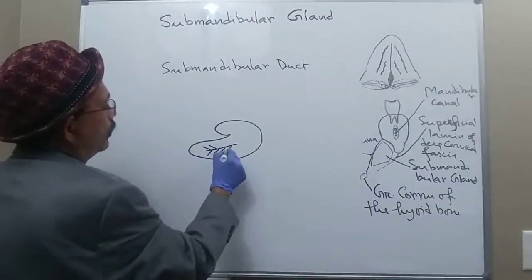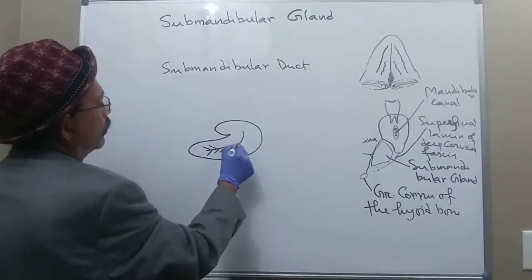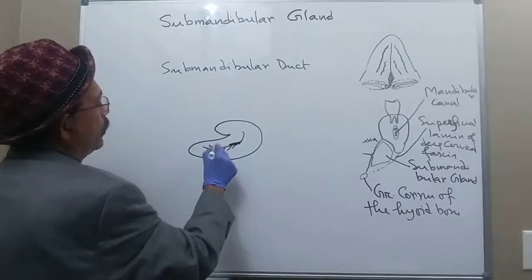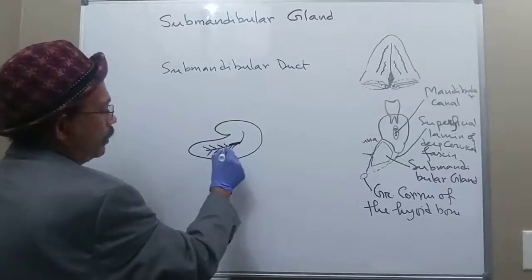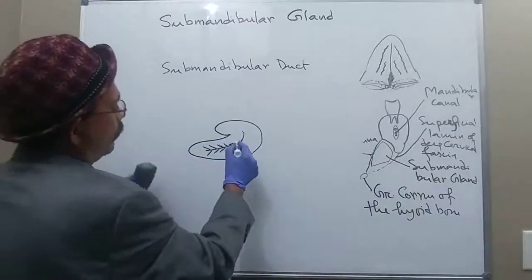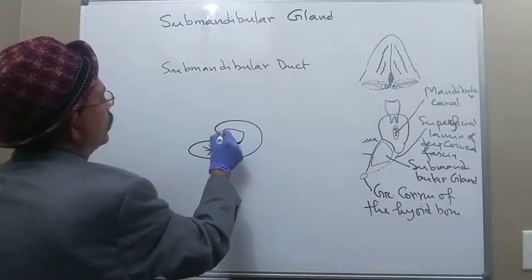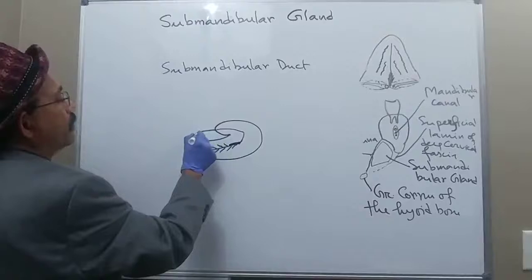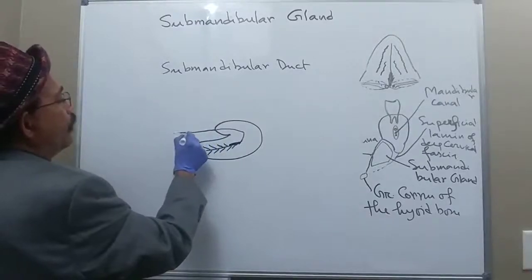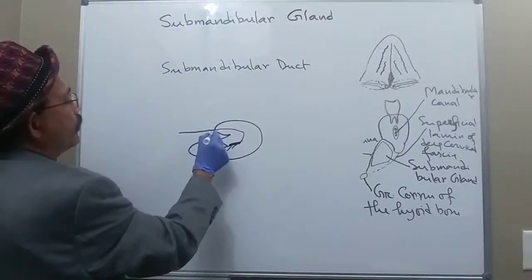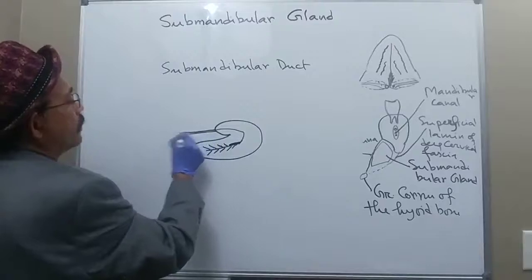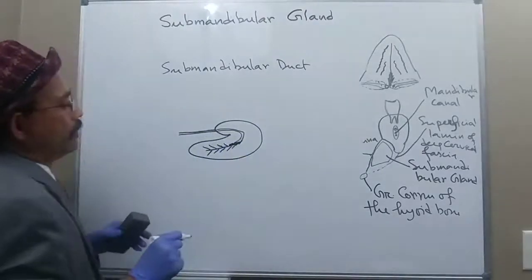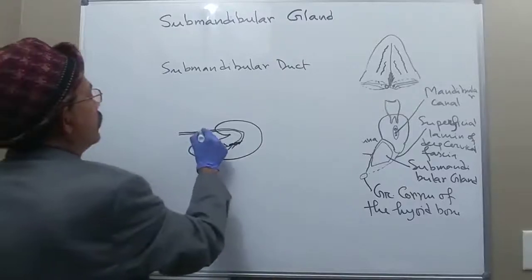Okay, the duct is formed, and it goes there. It is formed here, at the posterior part of the superficial part of the submandibular gland. Then it goes here and emerges from the deep part of the submandibular gland. So this is the submandibular duct here, and the duct formation is here.